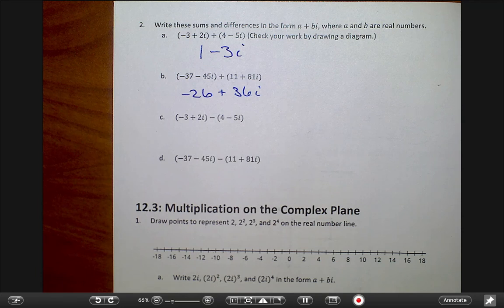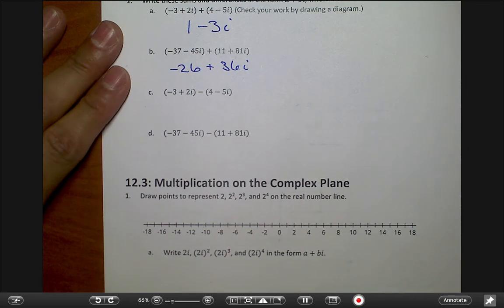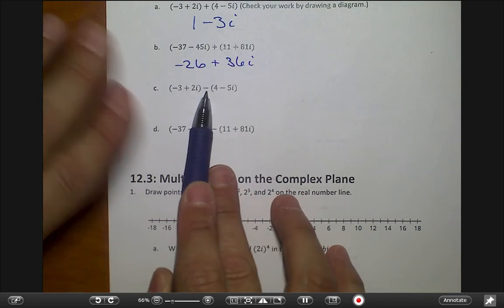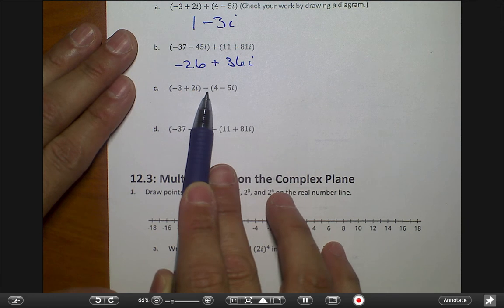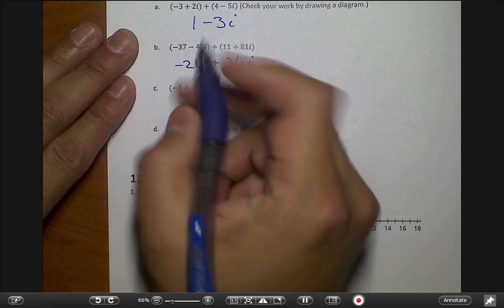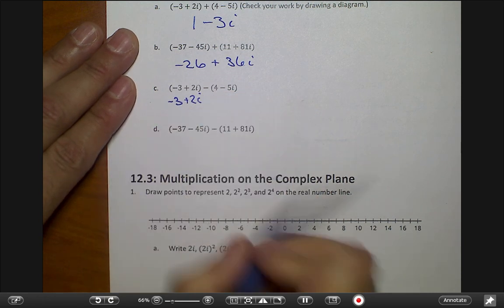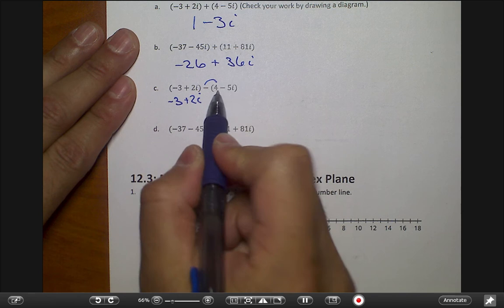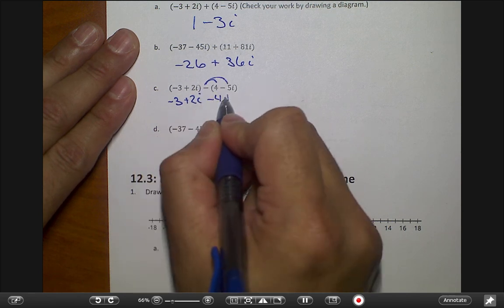Now, do you guys see why I don't want to actually put this on the graph? Yeah, it's going to be a huge graph, right? Now, this next one is tricky. The reason why I say this one's tricky is because there is a minus sign in front of parentheses. Do you guys recall, if there's a minus sign in front of parentheses, what do I have to do with it? Change the sign. I have to distribute, right? So, negative 3 plus 2i, so I'm bringing this down. I'm distributing it so that 4 becomes negative. And the negative 5 becomes positive 5i.